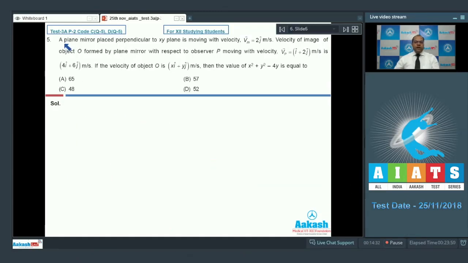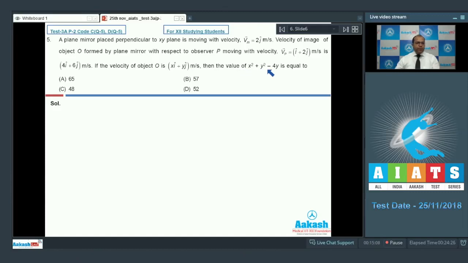In question number 5, a plane mirror placed perpendicular to the XY plane is moving with velocity Vm equal to 2j meter per second. The velocity of image of object O formed by the plane mirror with respect to observer P, moving with velocity Vp vector equal to i cap plus 2j cap meter per second, is 4i plus 6j meter per second. If the velocity of the object is xi plus yj, then the value of x square plus y square minus 4y is equal to?